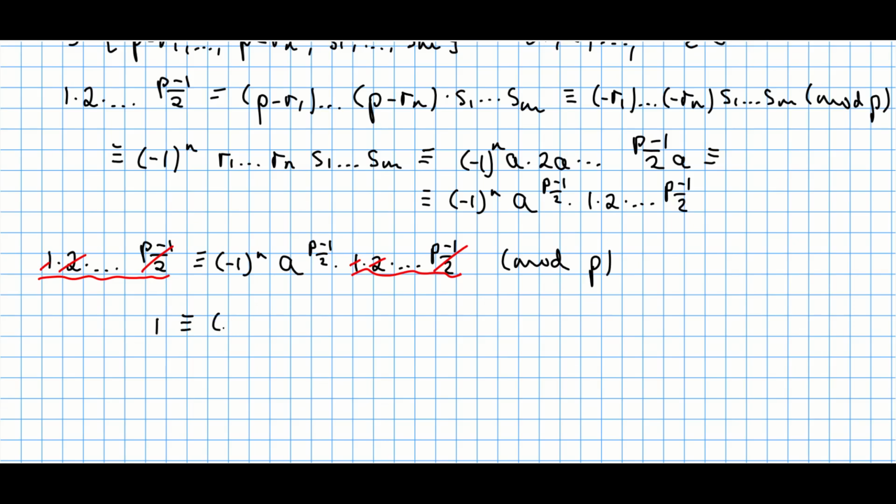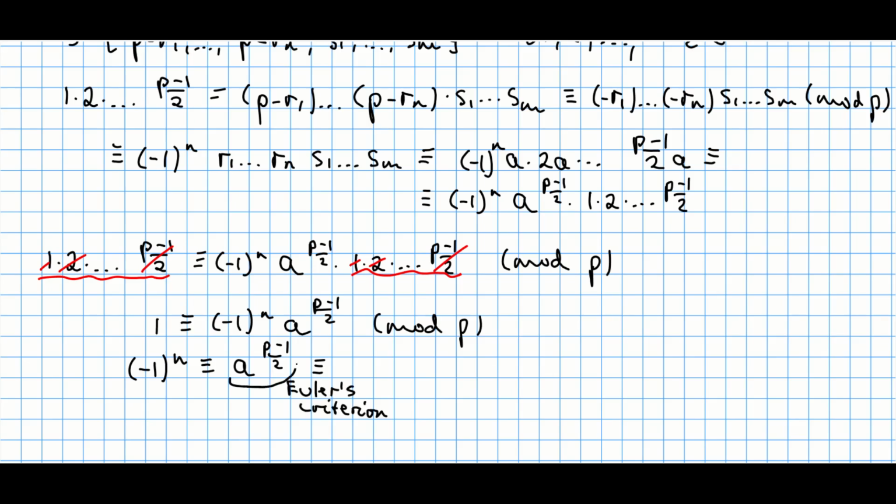1 is congruent to negative 1 raised to the power of n times a raised to the power of (p-1)/2 modulo p. Now if I multiply both sides by negative 1 raised to the power of n, I'll get that negative 1 raised to the power of n on the left-hand side is congruent to, now here I'll have negative 1 raised to the power of 2n, which is exactly 1, and I'm only left with a raised to the power of (p-1)/2. However, recall Euler's criterion right now.